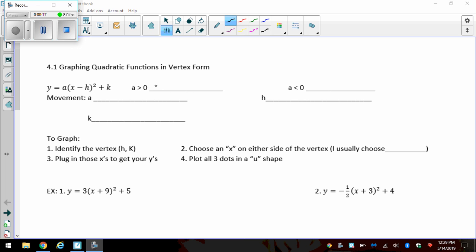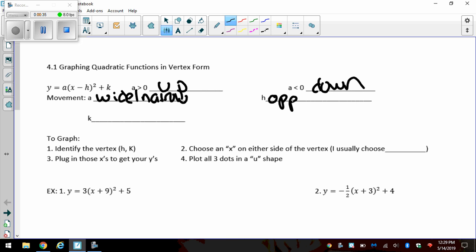So if A is positive, your graph's going to open up. If A is a negative number, your graph's going to open down. So A also tells you how wide or narrow your graph is. As you can see in the equation, it says minus h right here. So that means that whatever you see, it's going to be the opposite, and you're going to be moving left and right. And k just says plus, so it just moves your graph up and down, and it's exactly what you see.